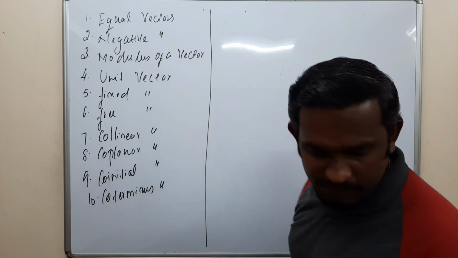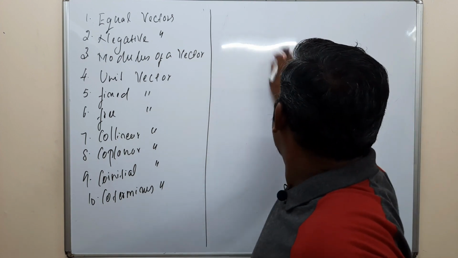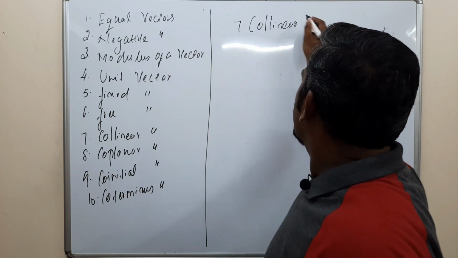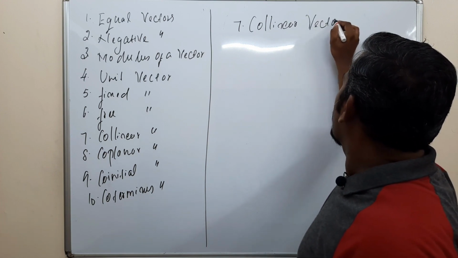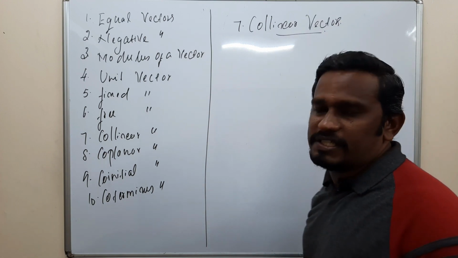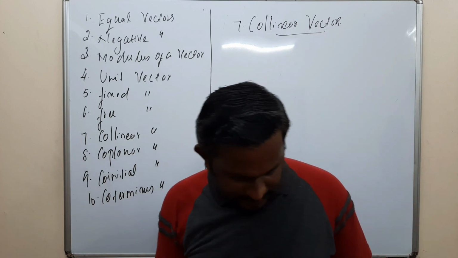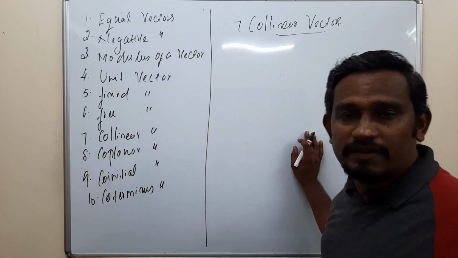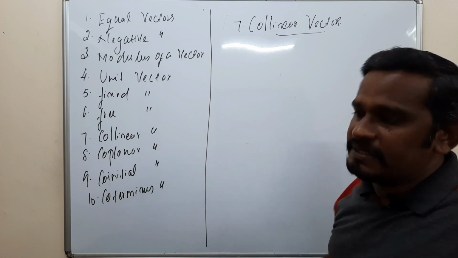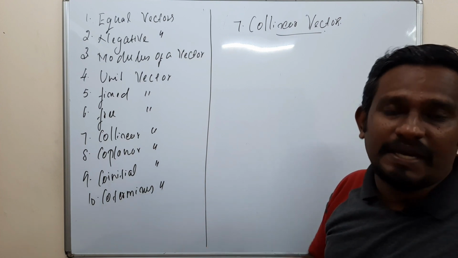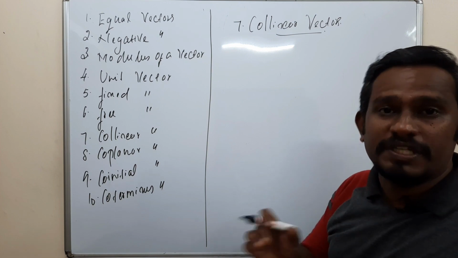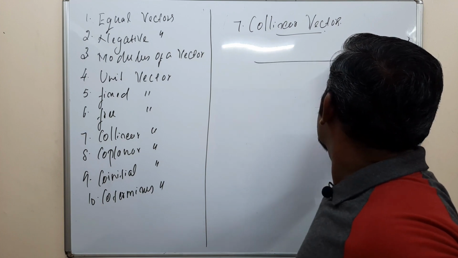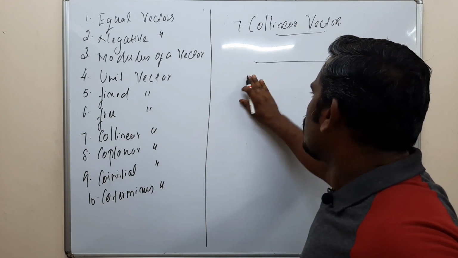next is the seventh one, collinear vectors. If two vectors are acting in the same line or acting in parallel, then we can say that the two vectors are collinear vectors.